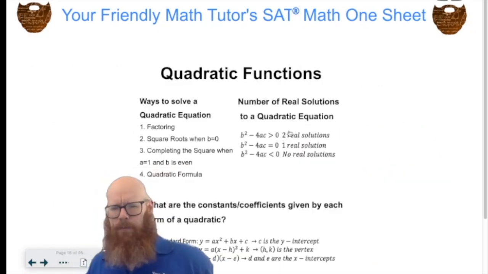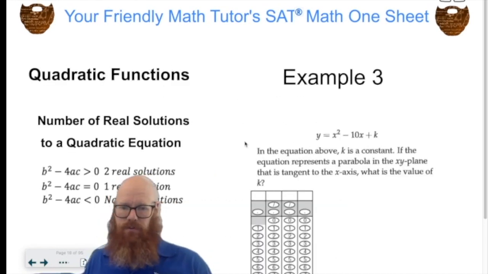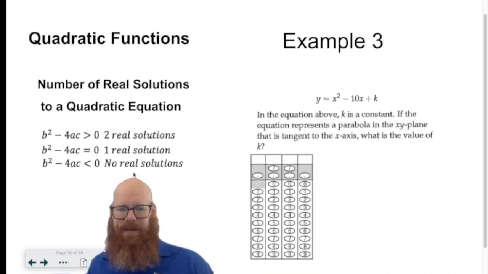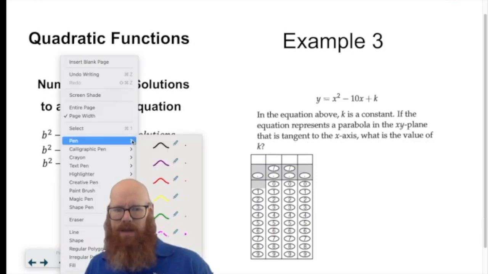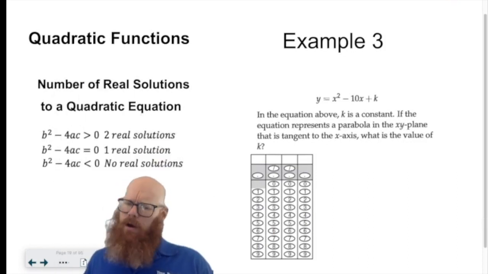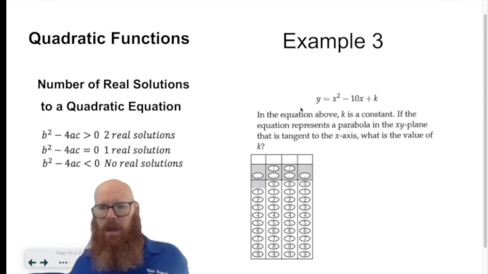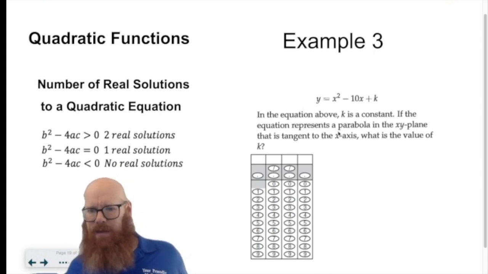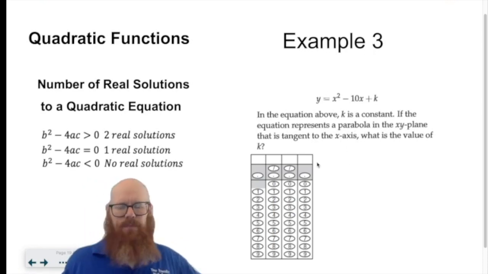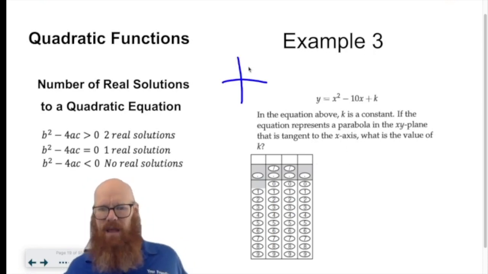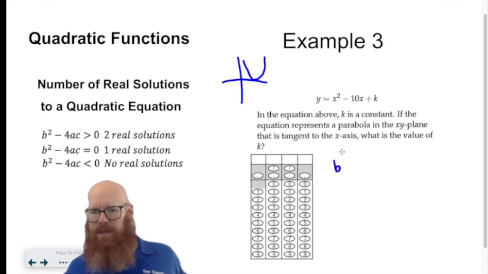Our next type of problem is going to be the solutions to a quadratic, the types and the numbers of solutions. So what we have here, this b squared minus 4ac part, is called the discriminant. So in a problem like this, when they say the equation represents a parabola that is tangent to the x-axis, what's the value of k? Well, tangent to the x-axis is going to mean that it only has one real solution, which means b squared minus 4ac. So let me back up.